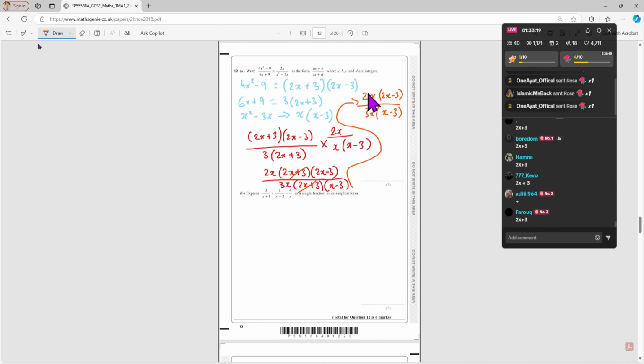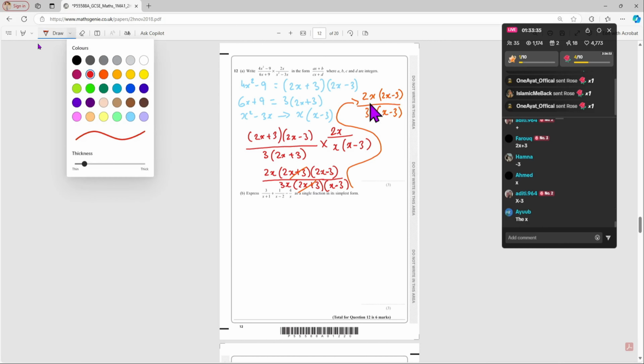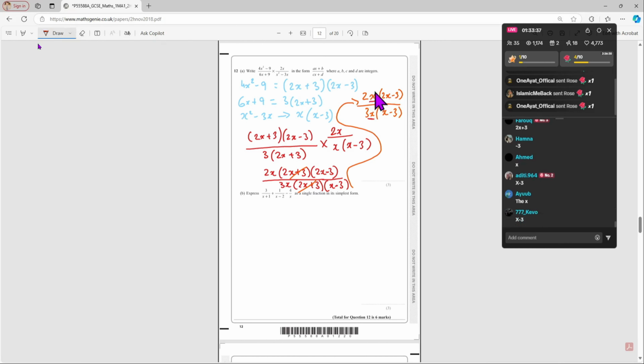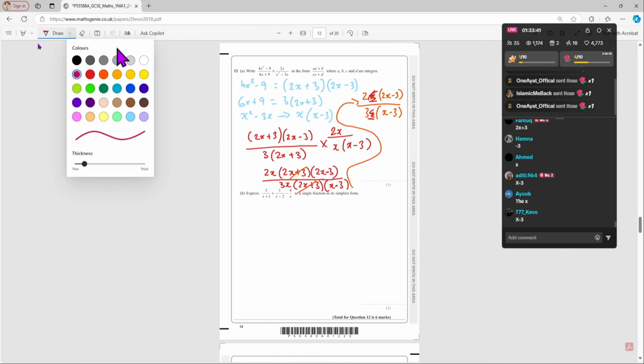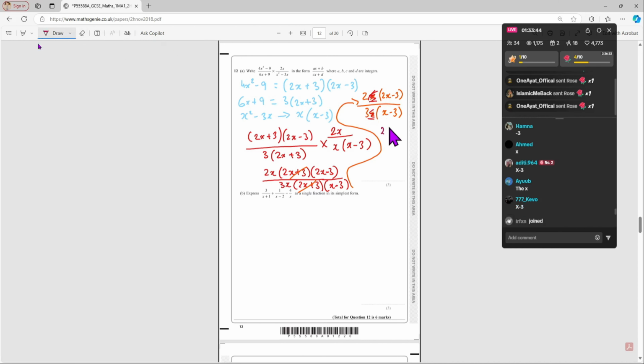Looking at this algebraic fraction, what is the other thing we can cancel out? Remember, this is the bracket altogether. We can't cancel these brackets out, or the things inside the bracket, unless they are the same. You're going to cancel out this x over here because x and x are here. So these two x's cancel each other out, and then we are finally ending up with 2 and then 2x minus 3 over 3 and x minus 3.